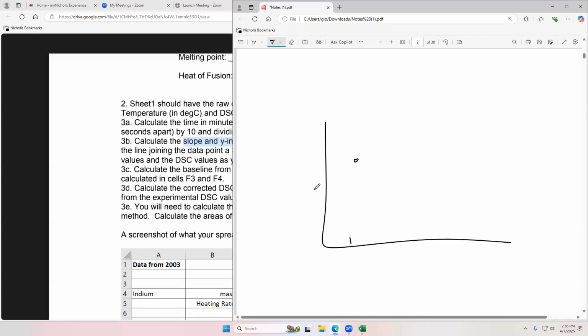If I have x1, y1, and let's say the other end of the baseline is over here, x2, y2. What's the slope of that line? y2 minus y1 over x2 minus x1.